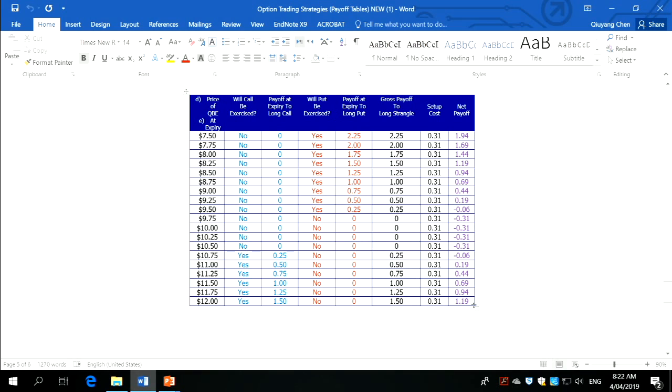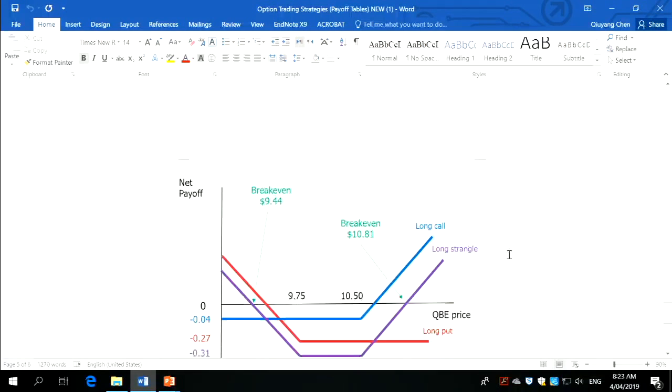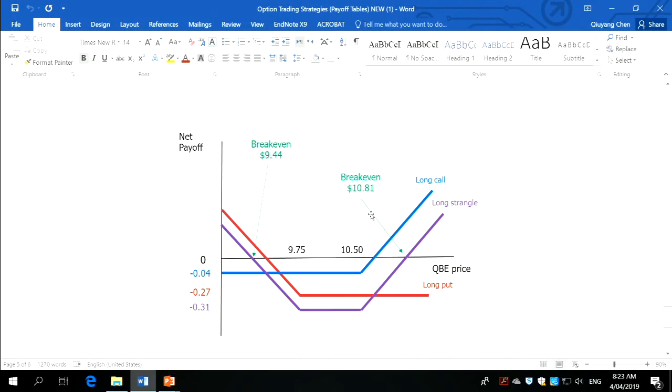If the share price finishes high-ish or low-ish, we're going to make a positive profit. More specifically, if the share price gets above $10.81, we start to make a positive profit. When I talk about a positive profit, I mean the payoff net of the setup cost. If the share price gets below $9.44, that's the break-even point, and we make a positive profit there, right? So that's the whole essence of a strangle. It's quite similar to a straddle, to be honest.